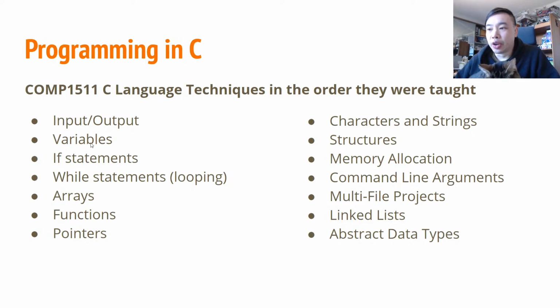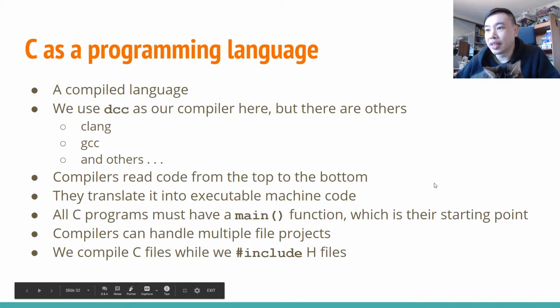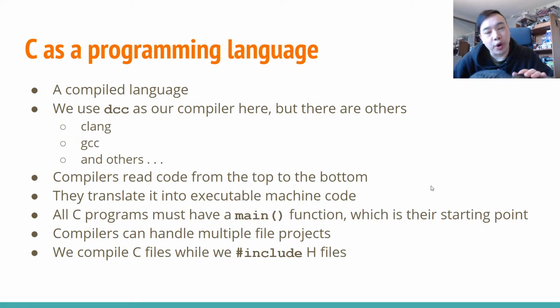Okay, so we're gonna go through these one at a time, and we're gonna talk about first C as a programming language. So we can think of C as a compiled language. That means we use an actual program which is called a compiler. DCC is the one that we used in the course. There are others. Clang is the one that you will get by default, I think. I'm pretty sure you get this one by default if you're working on a Mac. In C, GCC is available in most versions of Linux.